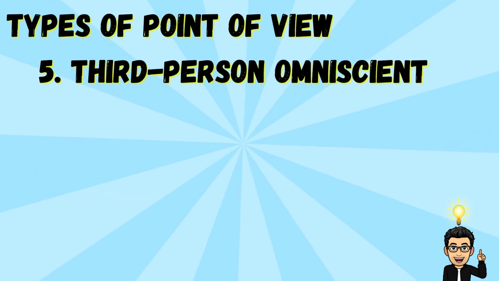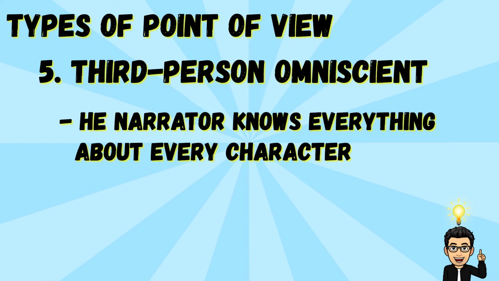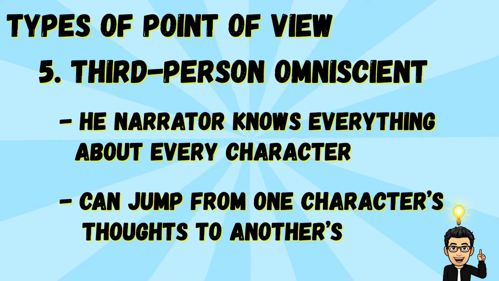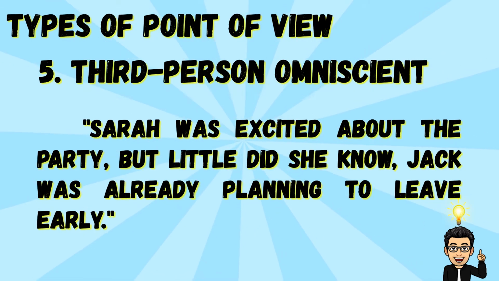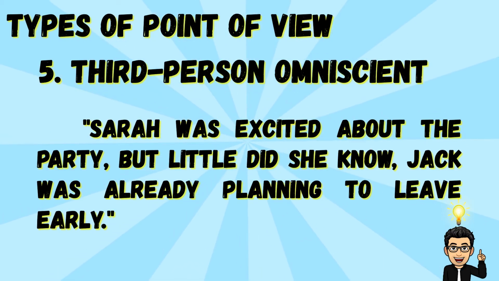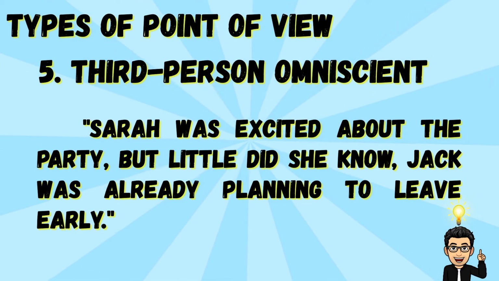Third-person omniscient is when the narrator knows everything about every character. They can jump from one character's thoughts to another's, and they have an all-knowing perspective. For example, Sarah was excited about the party, but little did she know, Jack was already planning to leave early. This gives readers a broader view of the story, but it can sometimes feel less personal.